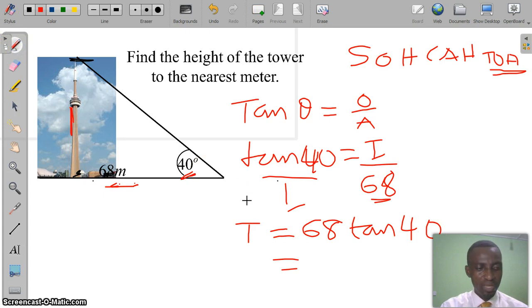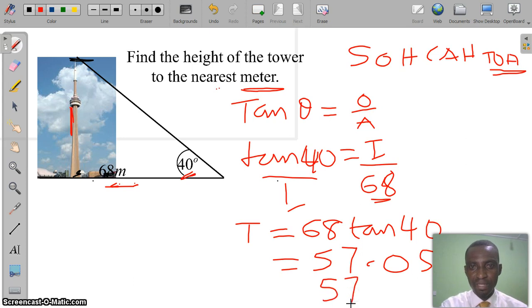With the calculator we have the answer as 57.05877. That is tan 40 times 68, and we have to leave our answer to the nearest meter. To the nearest meter will give us 57 meters, and that is the answer.